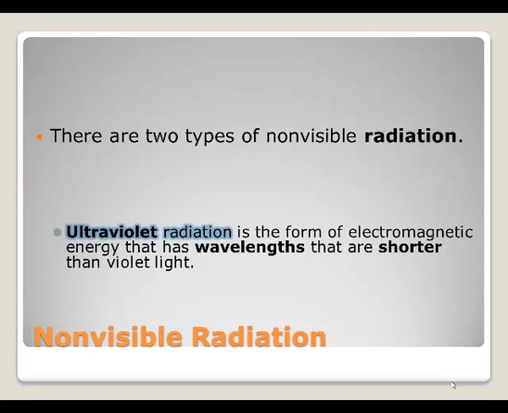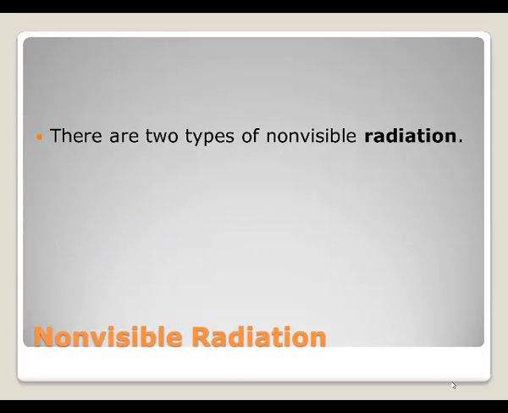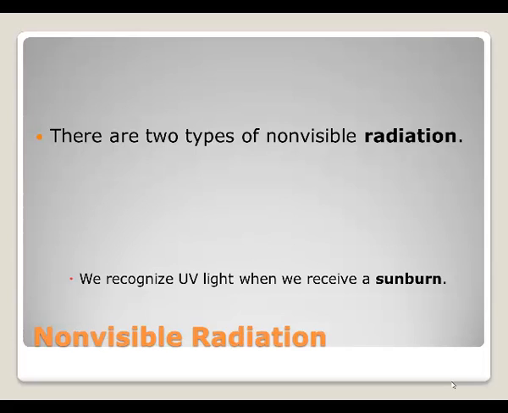Ultraviolet radiation is the form of electromagnetic energy that has wavelengths that are shorter than violet light. We become familiar with UV light when we receive a sunburn. Those short wavelengths burn our skin.